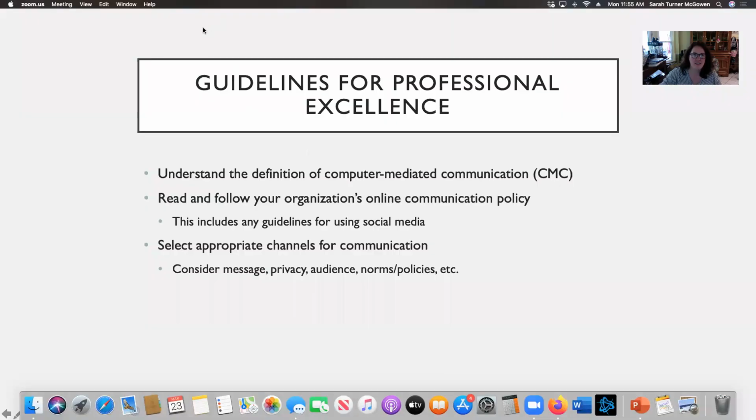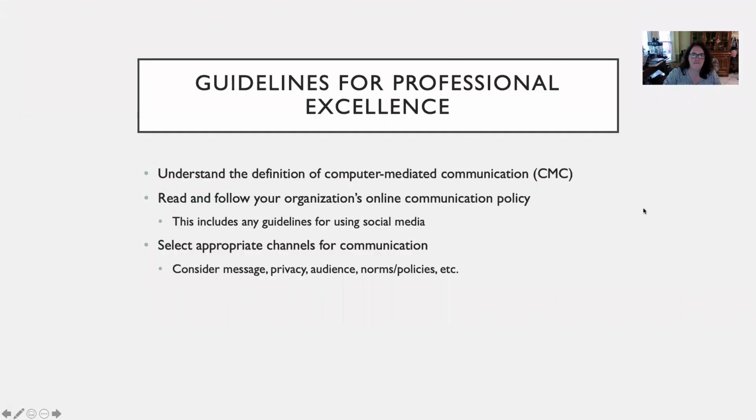So we're gonna get back to our discussion here about computer-mediated communication. So basically, just any kind of opportunity you have to communicate through the internet or send an email, documents that you're sharing, this is what we would call computer-mediated communication.